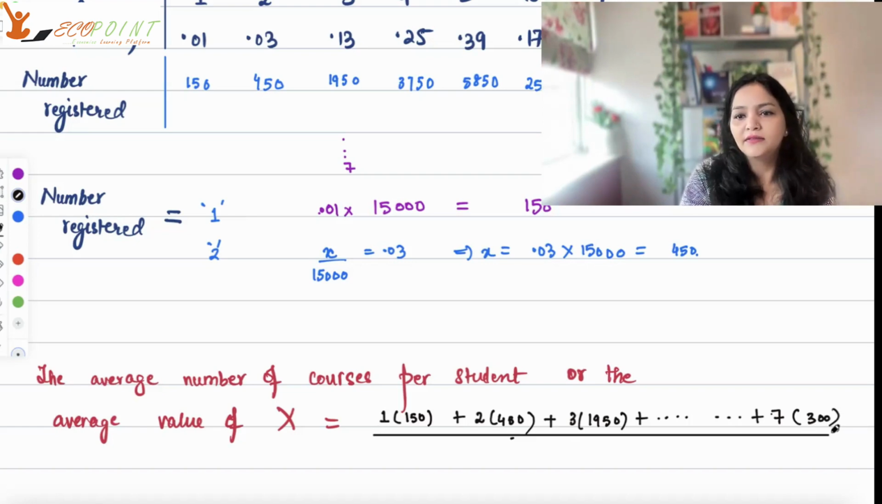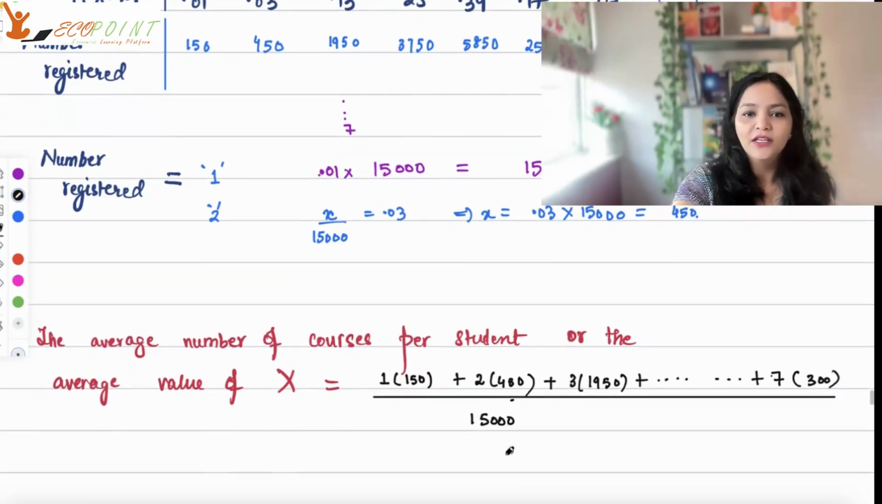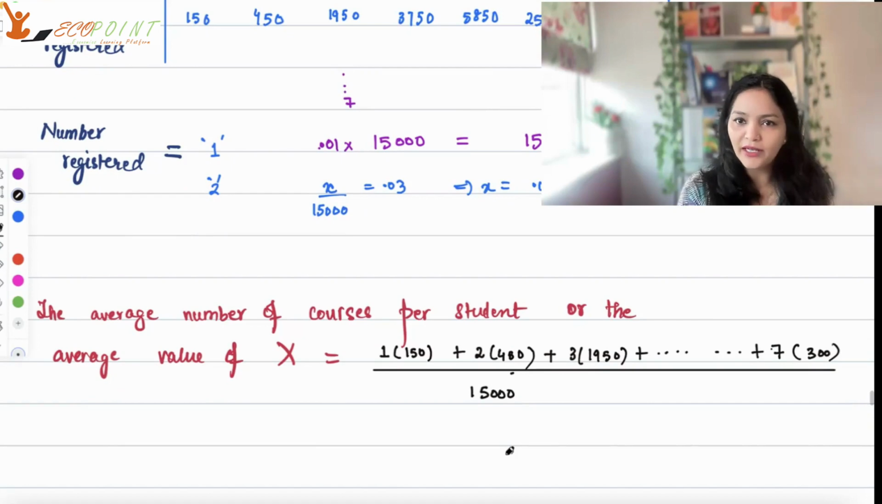Whole thing divided by the total, that is 15,000. You understand? Frequency upon the total frequency. So this is how you calculate mean, right? So in that sense, what is your mean or average? Once you calculate, you will get 4.57.